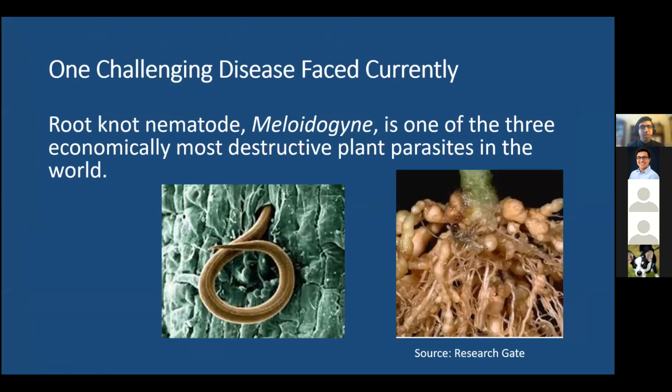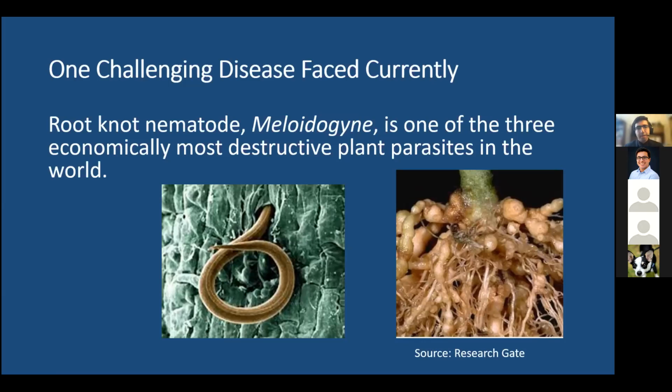Now, the root knot nematode is one of the three most destructive plant parasites in the world. You can see a picture here. They are extremely small. And the way that we are able to identify that they may be in an agricultural field or in a garden is because of the knots, as you can see on the right, that they leave in the roots of many crops, tomatoes, carrots, you name it, they can try and affect it.